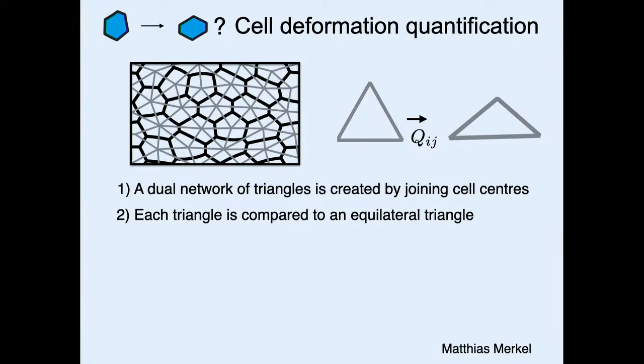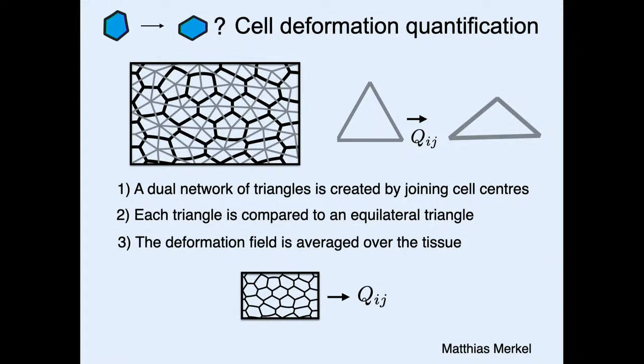I'm not going to go into the details of this method. There is a bunch of papers which they have written characterizing this kind of cell elongation from this network dynamics. But the idea is, if you take any triangle and quantify the change in its dimensions with respect to a regular triangle, that will give you a Qij for each of these triangles over time. So now we have the cell elongation or cell deformation quantification, and we can compare these two.